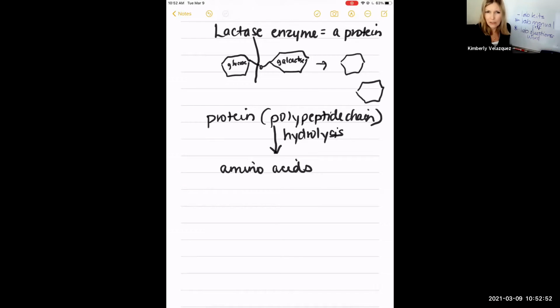Okay, so if you eat a piece of chicken, a chicken breast for dinner, you're going to break down that chicken breast into individual amino acids, and you're going to use those amino acids to build your own proteins. So it's crazy to think all the proteins in your body are built from the parts of other organisms.